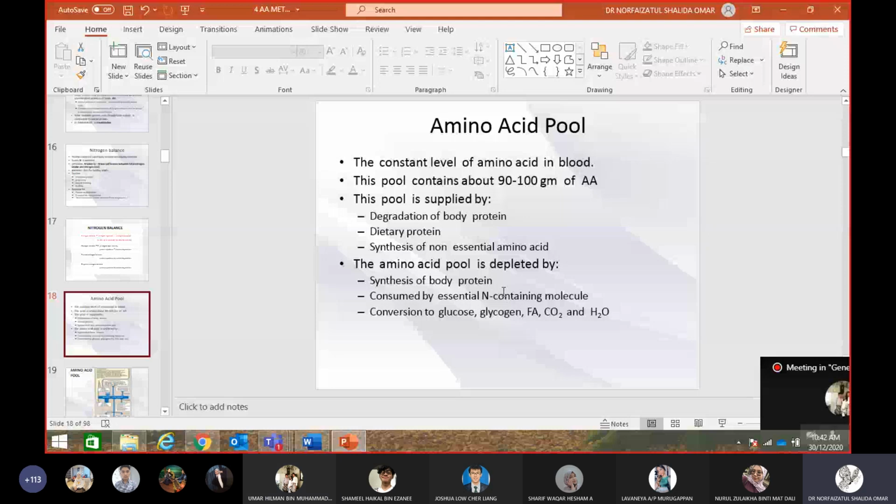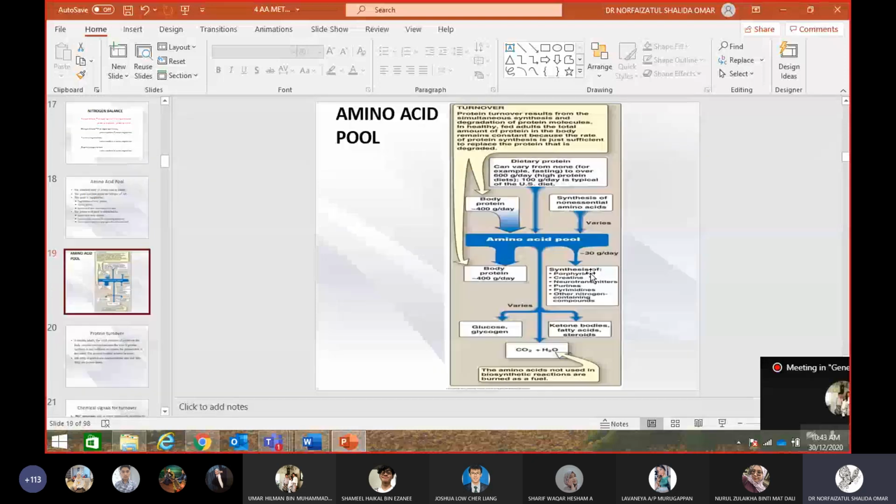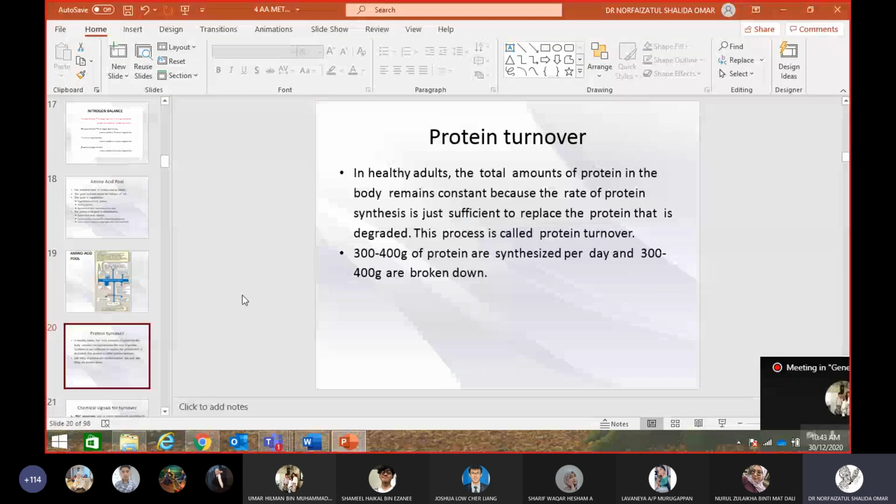What was I saying just now? Oh yeah, the amino acid pool is depleted by things like synthesis of body protein and conversion to glucose. When there's gluconeogenesis, this amino acid pool will also be depleted. So this is in general how our body replenishes this amino acid pool. And there's also protein turnover. The total amount of protein in the body remains constant.